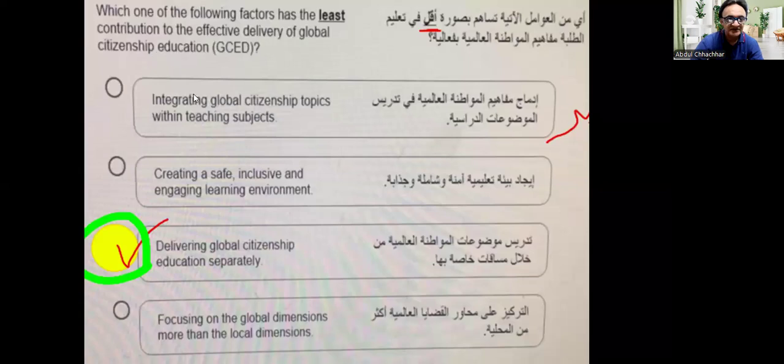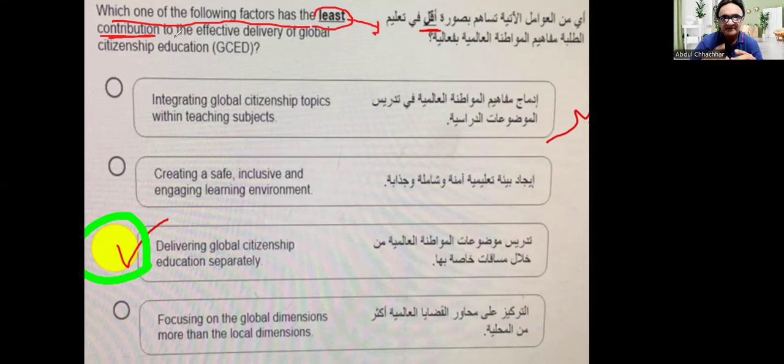Okay. So question number one, you can see on the screen: which one of the following factors has the least contribution? So this is your keyword, what exactly you are going to do. It's already highlighted. I always say that whenever you see a question, make sure that you are clear what you are going to do. This is the main thing. It's not just about reading the question. So according to global citizenship education, what is the least contribution factor?